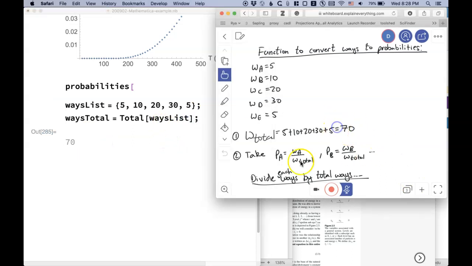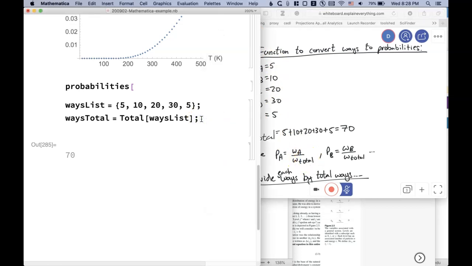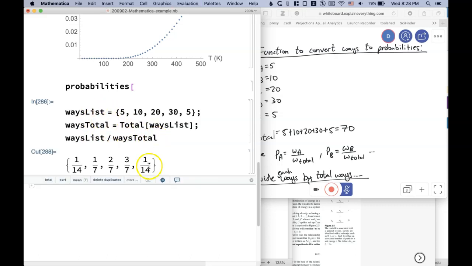Then if I just want to divide each of these numbers by the total, that's actually just our normal division. So I can do the ways list divided by ways total. And that will divide each of these numbers by this total of 70. And that gives me this output here.